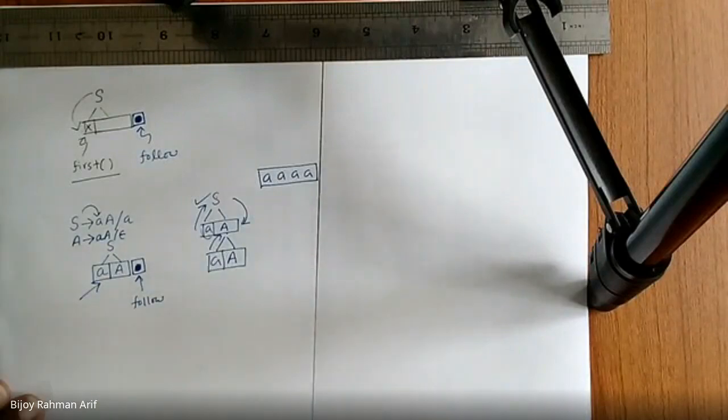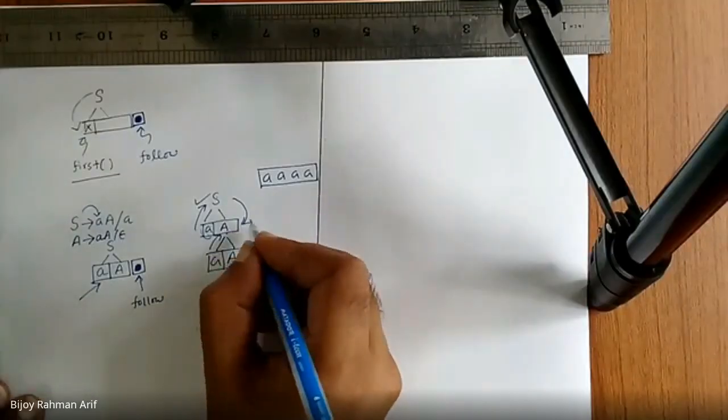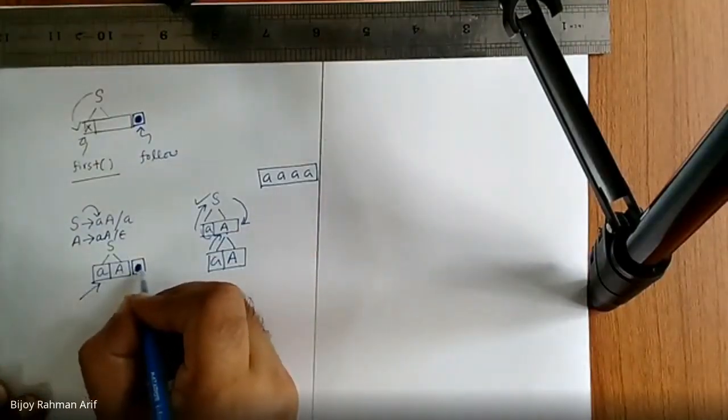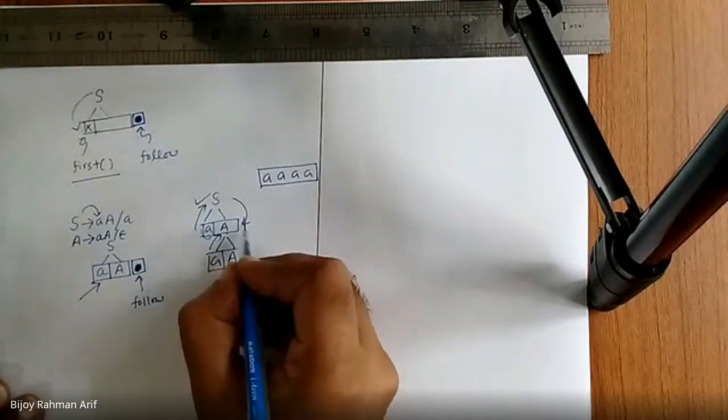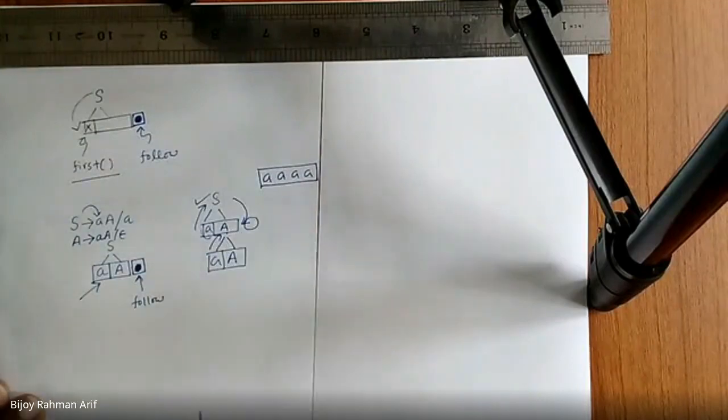So tell me, what can come after this one? Sir, A derives AA. Yes, then what can come after that? What can come after this position, this position, this position?